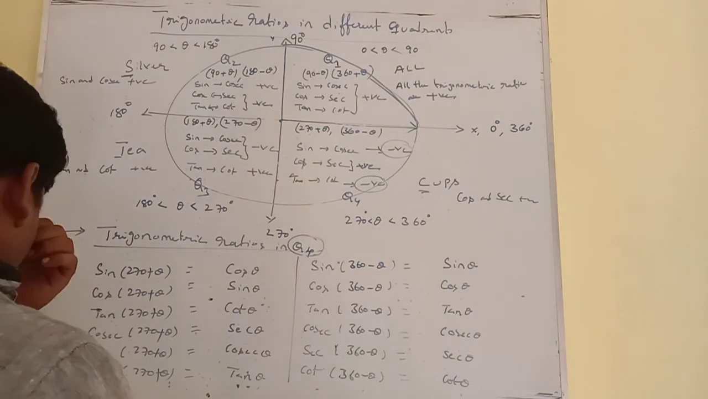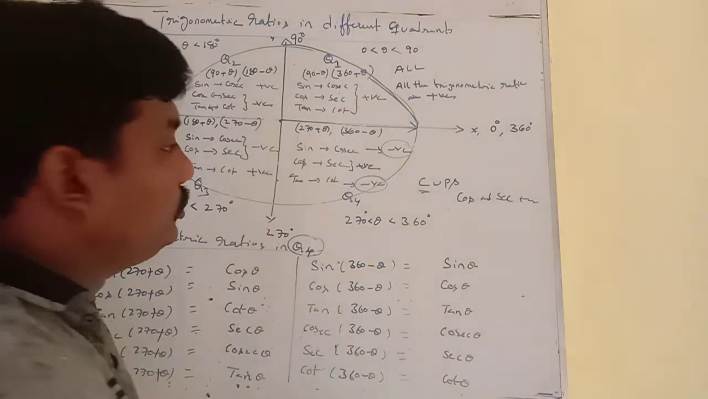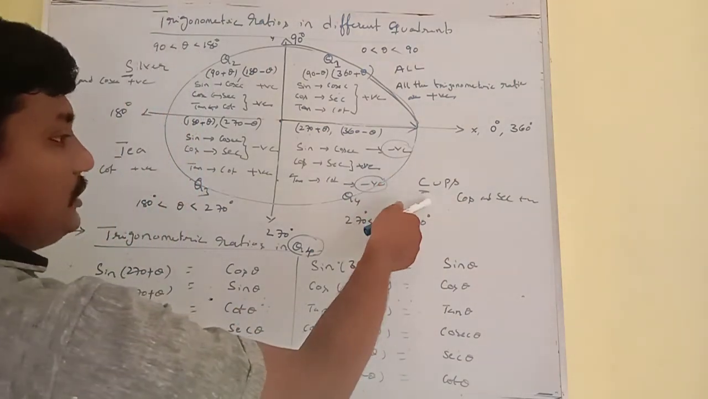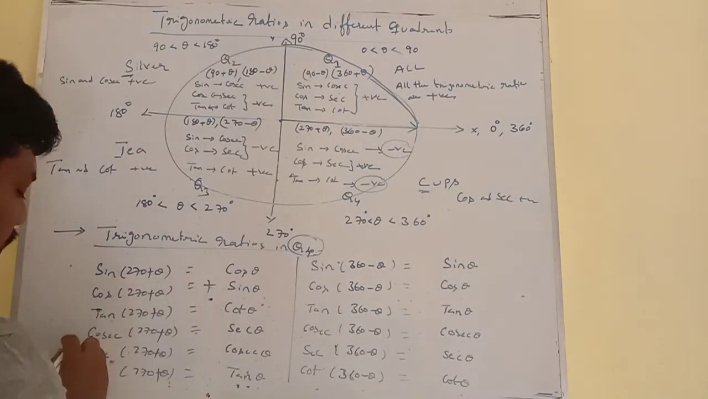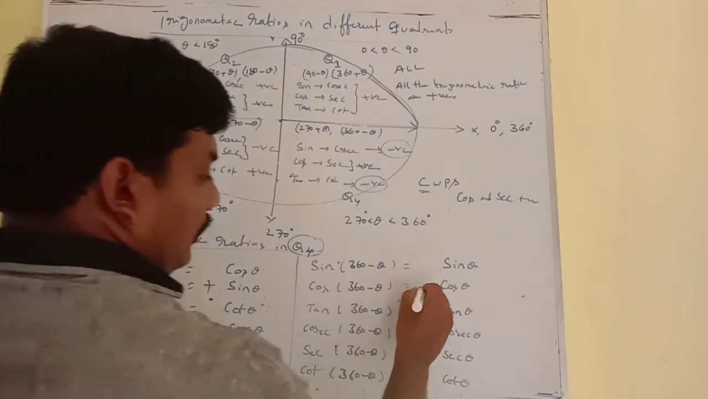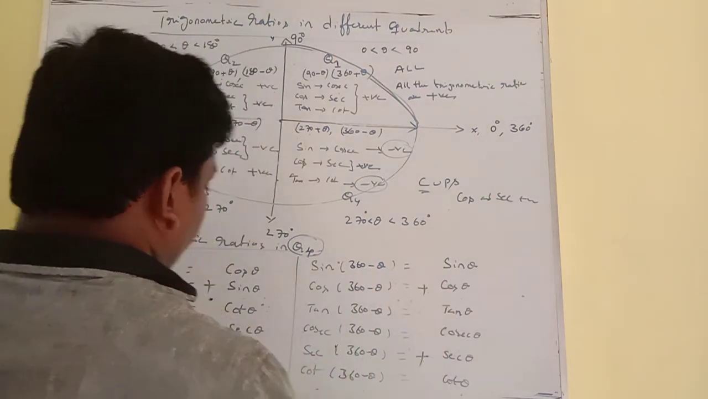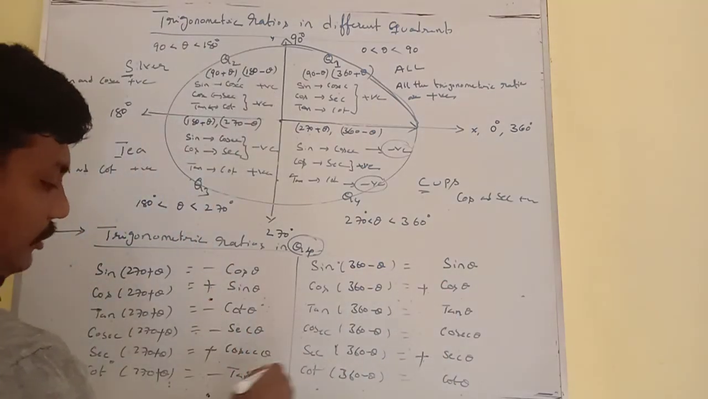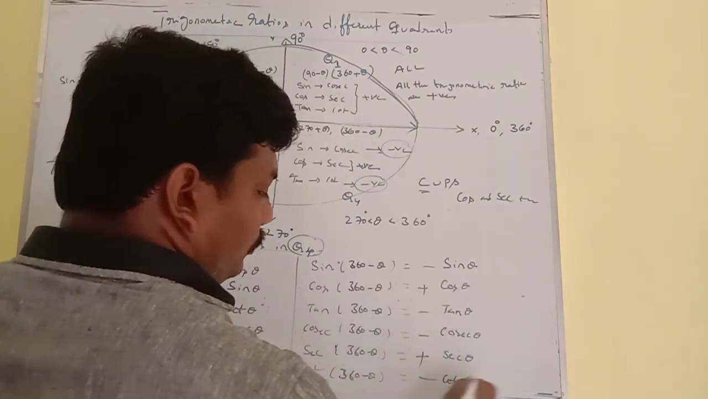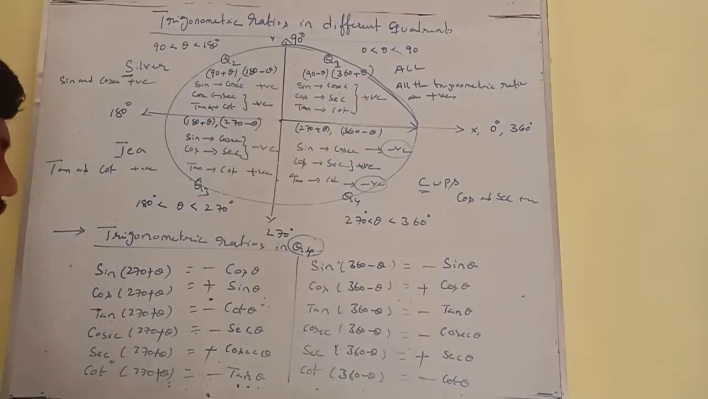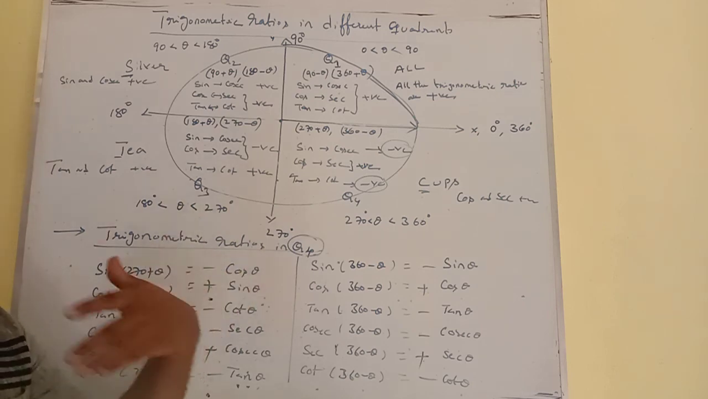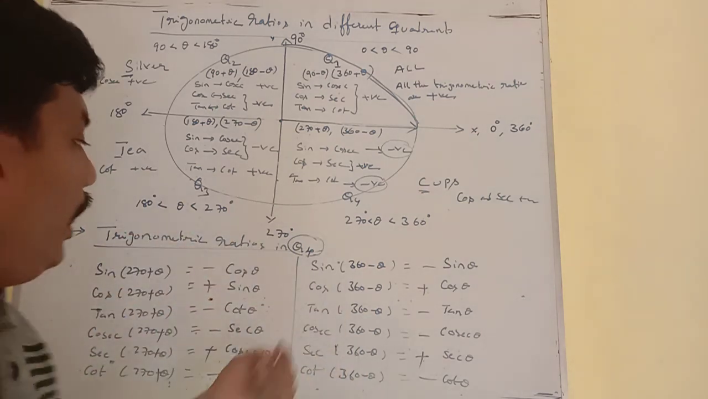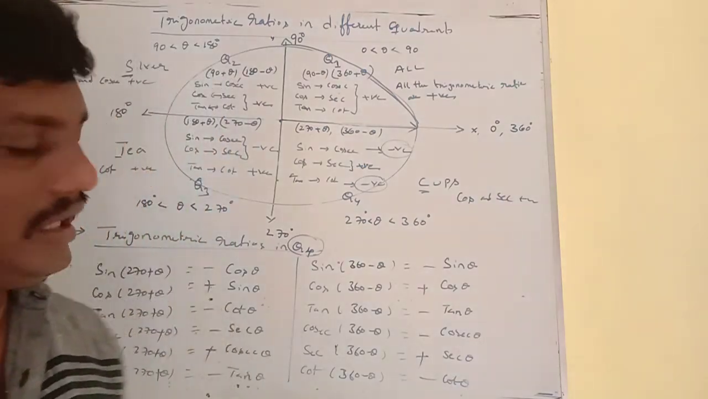In fourth quadrant, which trigonometric ratios are positive? So obviously cups indicates cos and secant. Cos will give positive answer and secant will give positive answer. The remaining four trigonometric ratios are negative. Then odd multiples of 90 will become complementary ratio, and even multiples of 90 will become same ratio.